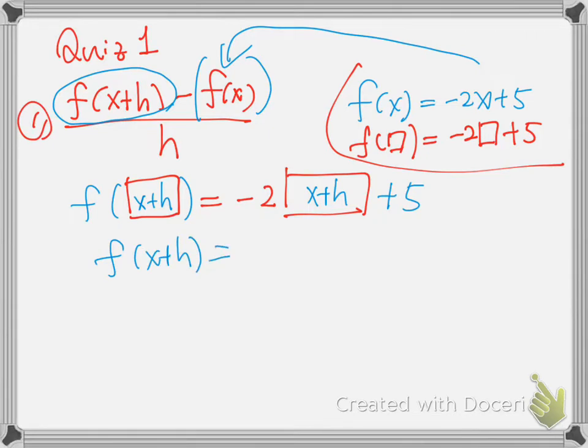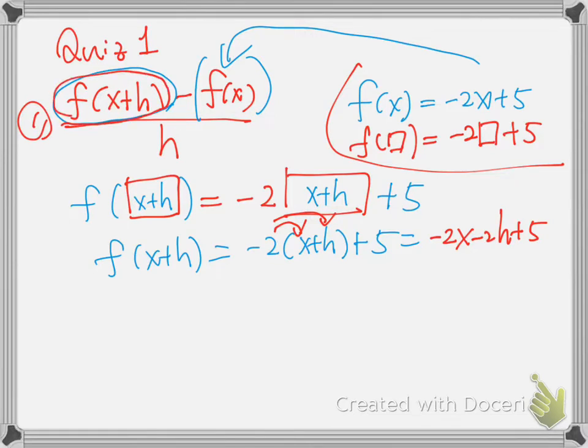So now let's simplify this a little bit. Replace the box with parentheses: negative 2 times x plus h, plus 5. Now the distribution rule: negative 2 times x, negative 2 times h. So we got negative 2x minus 2h plus 5. This is the first part of the numerator.